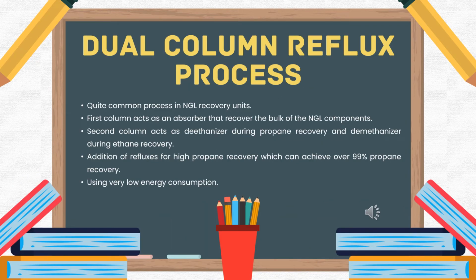First is the dual column reflux process. This is a quite common process in NGL recovery units. The first column acts as an absorber to recover the bulk of the NGL components. The second column acts as a de-ethanizer during propane recovery and a demethanizer during ethane recovery. Addition of reflux allows high propane recovery, which can achieve over 99% propane recovery, using very low energy consumption.